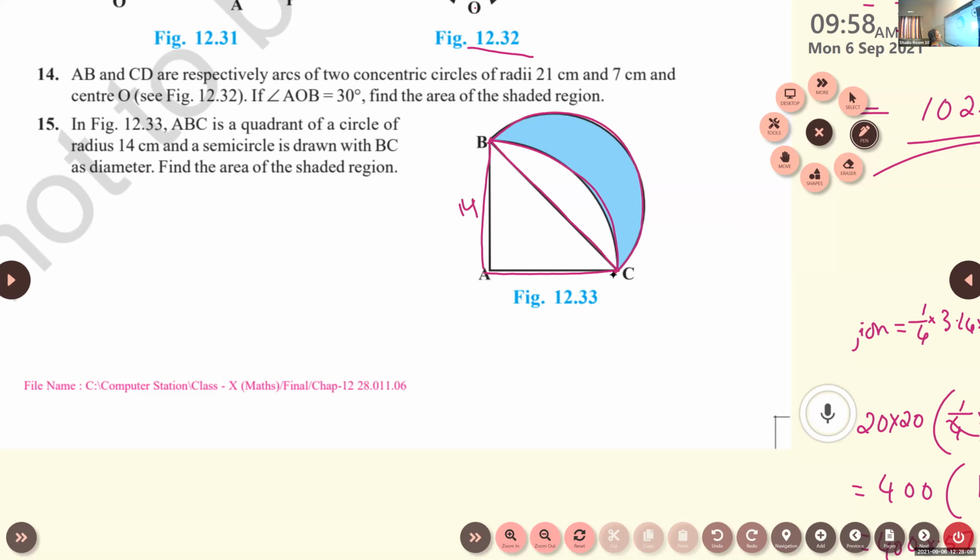Okay, so think how we will find. We have a sector and a semicircle. How can we find the area of the shaded region? Can I start? All of you copied the question?